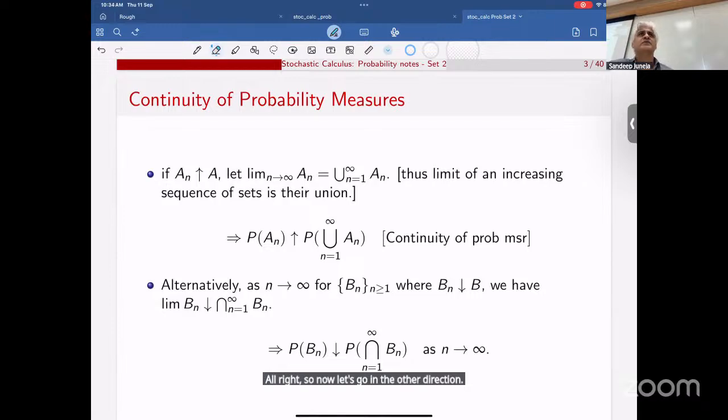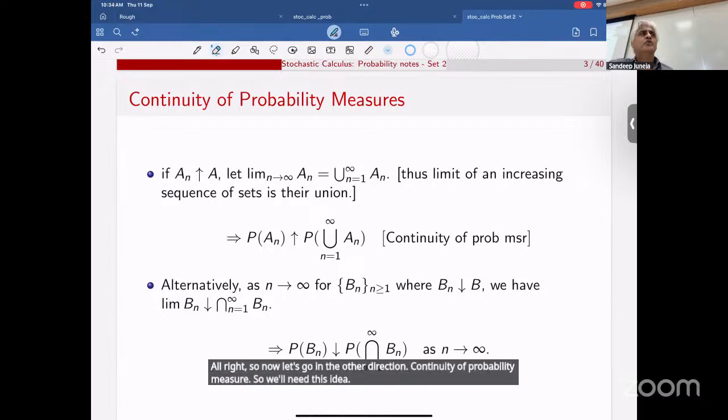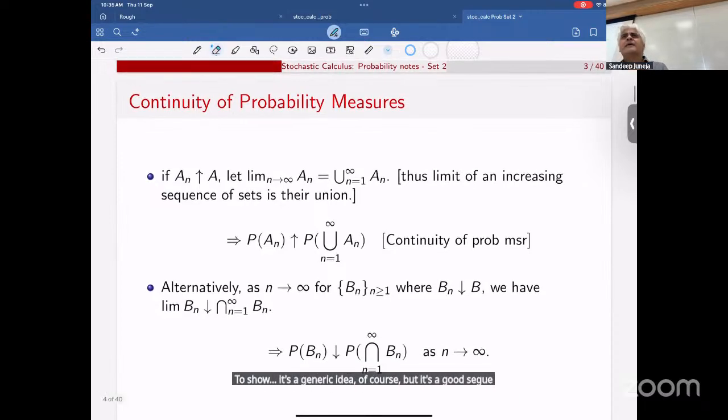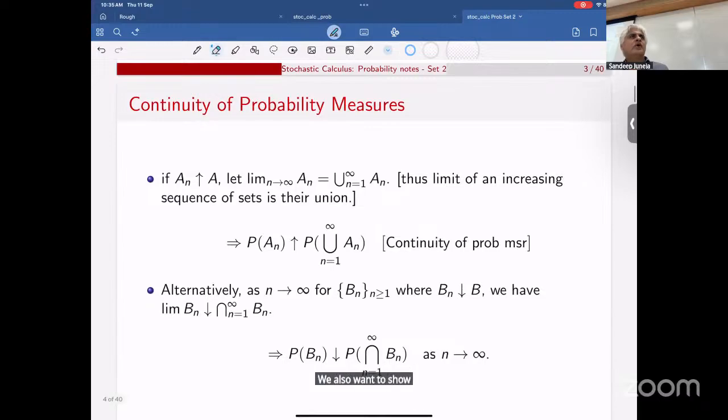Continuity of probability measure. We'll need this idea to show, it's a generic idea of course, but it's a good segue towards this. We also want to show that convergence almost surely implies convergence in probability. We've not shown that yet. It seems to be true, but you have to kind of show it. So we'll use this idea of continuity of probability measures. This is a generic property.